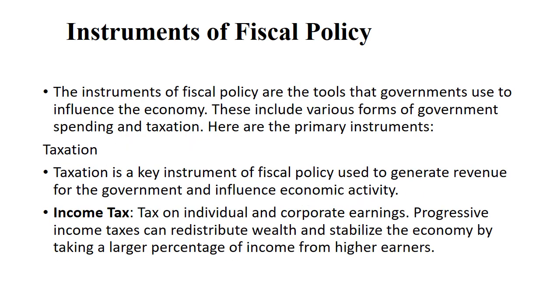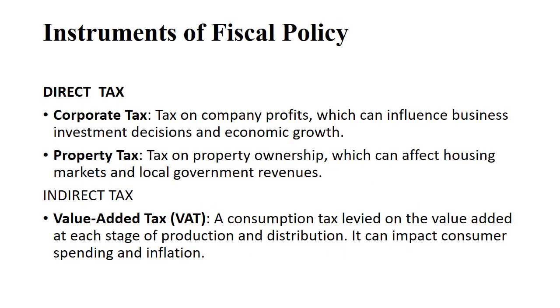Next, instruments of fiscal policy. So we have here three major tools. One is taxation, another one is public expenditure, and the final one is public debt. So under taxation, the government is earning more income through the income tax as well as indirect tax.